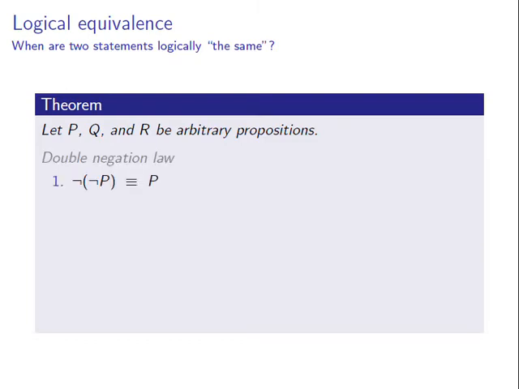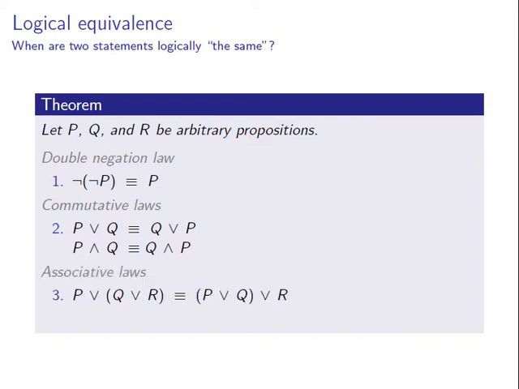The negation of the negation of a proposition P is P. This is the double negation law. The disjunction P or Q is equivalent to the disjunction Q or P, and the conjunction P and Q is equivalent to the conjunction Q and P. These are the commutative laws.